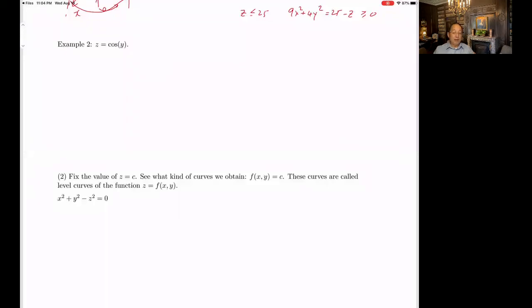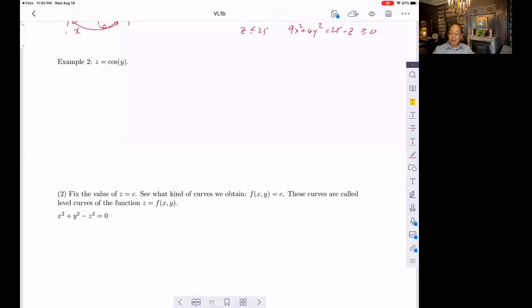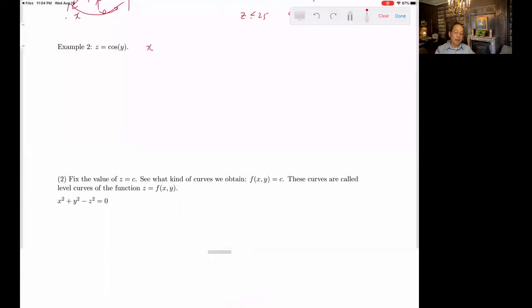Now let's look at another example. In this example over here, we don't have x. X is missing. How can we do that? That means x is arbitrary. X can be any value, anything.